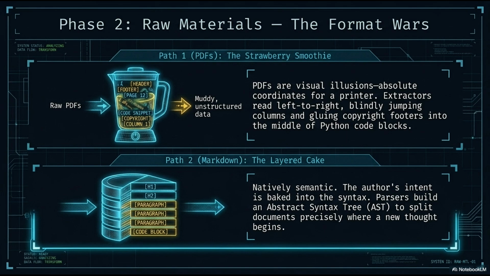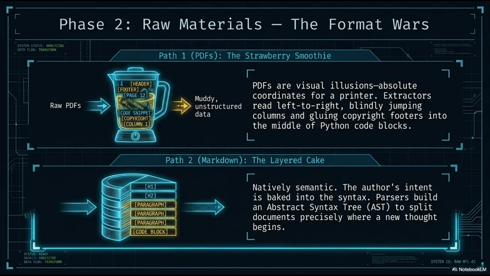Furthermore, it will seamlessly scrape page numbers, copyright footers, and floating image captions right into the middle of a critical code block. Which means your LLM is suddenly trying to execute a script that has a copyright notice injected into the middle of a while loop. Exactly. It generates semantic garbage.